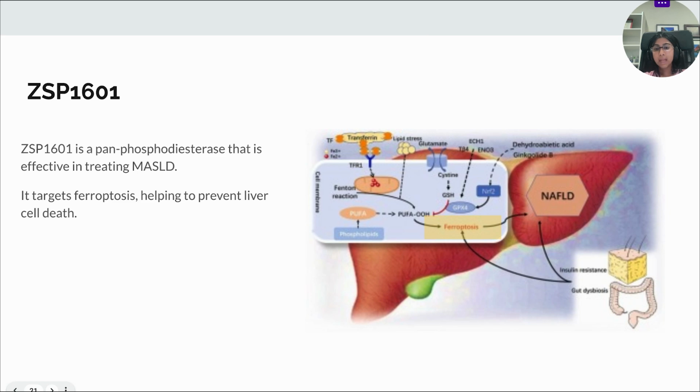Lastly, a new treatment for MASLD is ZSP1601. ZSP1601 is a pan-phosphodiesterase inhibitor that is effective in treating MASLD. It targets ferroptosis, seen here, which prevents liver cell death.